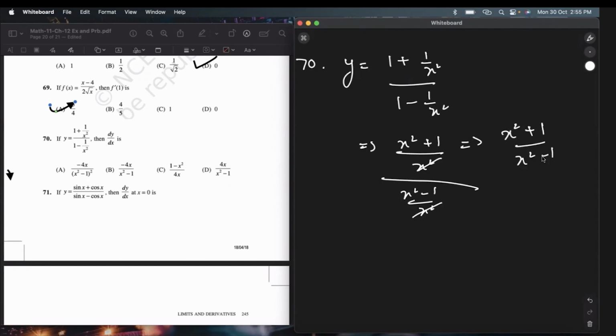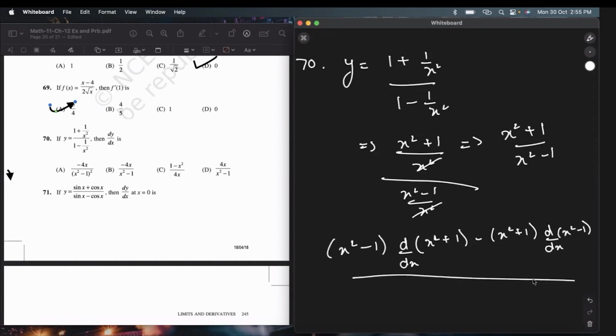Now what I can do is, no need to simplify it further. Just put the formula for that division rule and I'll get it. d by dx of x square plus 1 minus x square plus 1 d by dx of x square minus 1, the whole thing divided by x square minus 1 whole square. Alright, now I'll be simplifying it on the next page.